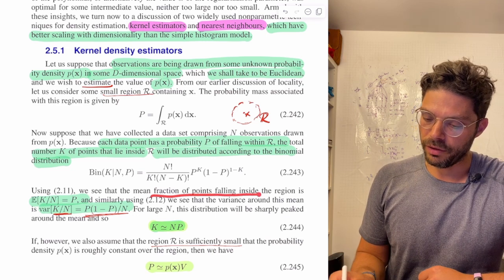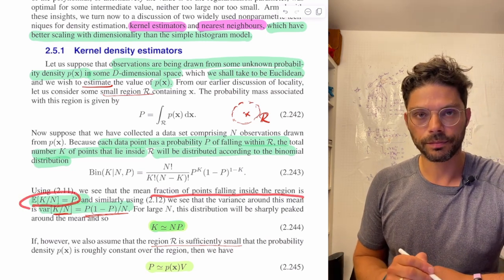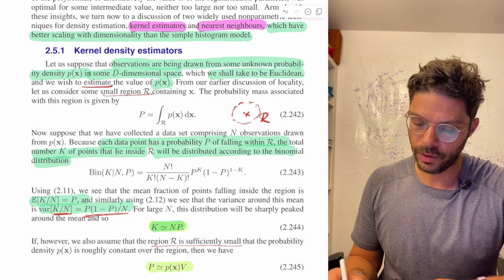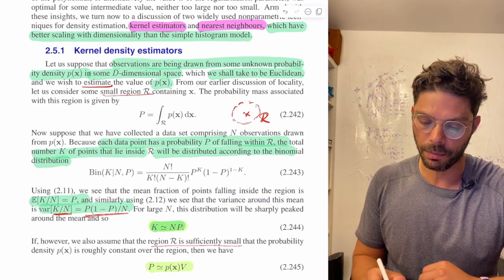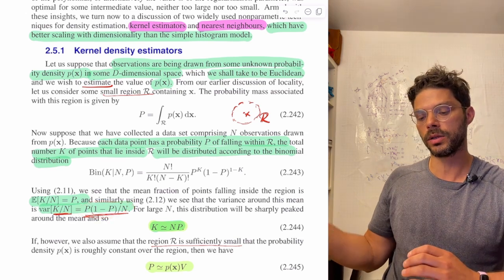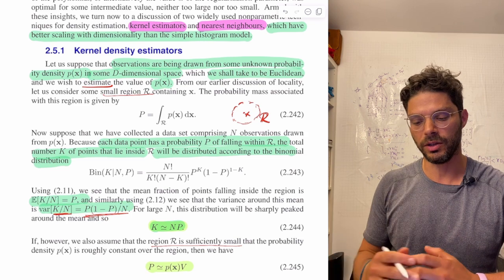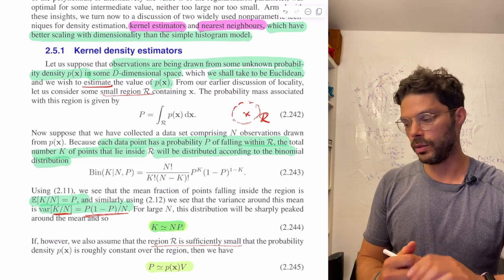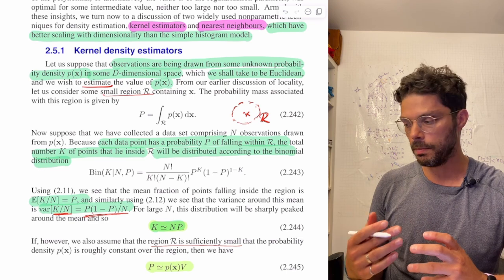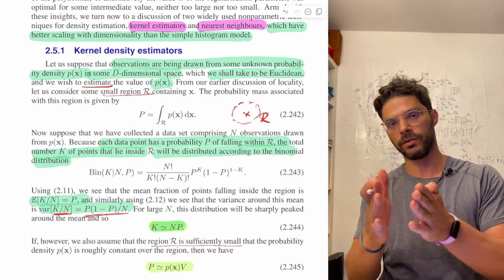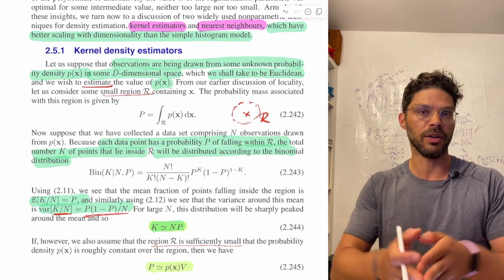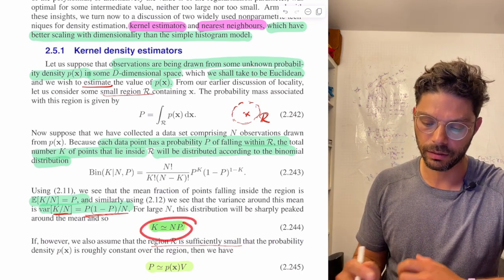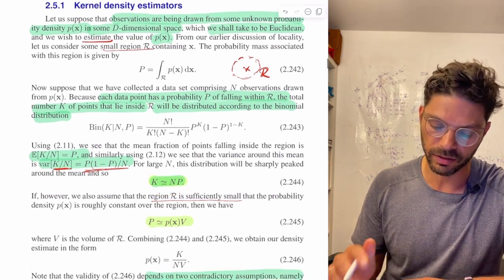Okay, so the mean fraction of points falling inside the region is p, as you would expect, by our definition basically. And we see that the variance around this is p(1 minus p) over n. So the idea is that as the number of points goes to infinity, this is going to become very tight, the same way that the expected number of tosses that come up heads becomes very closely tied around p as the number of tosses increases. So it's exactly a coin toss situation. So k is going to be approximately np when n is very large.